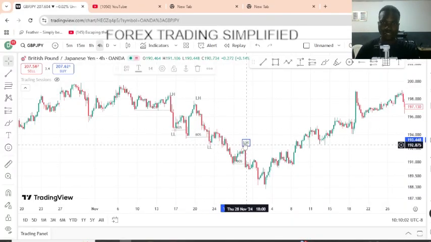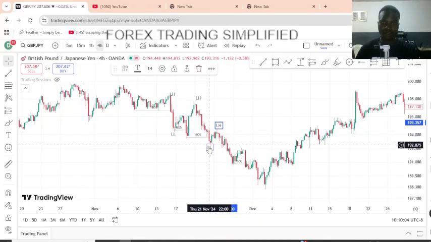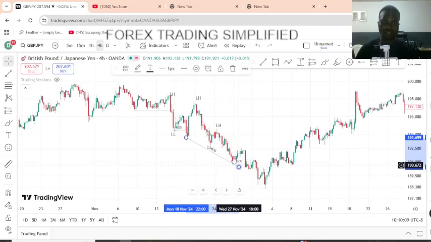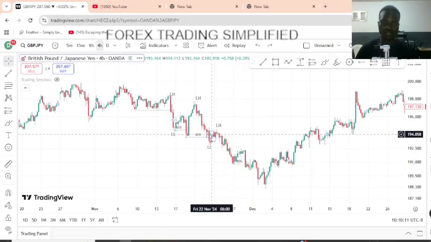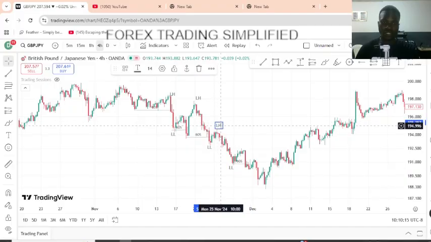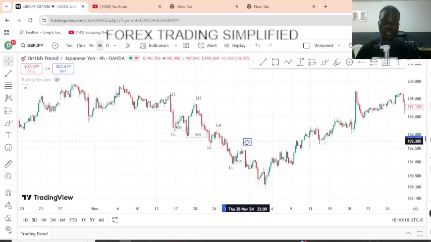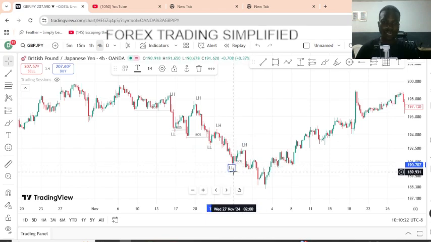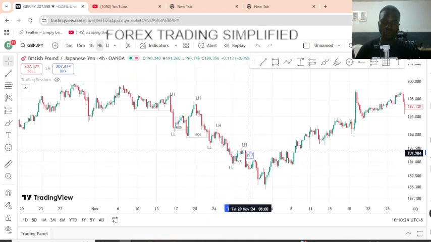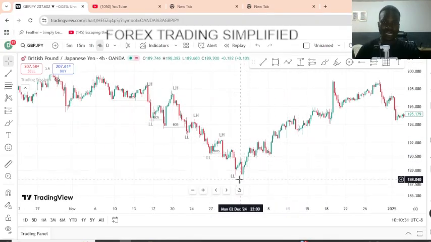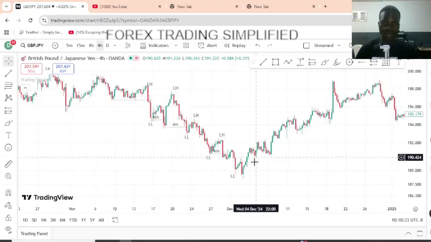All right, this is a lower high right there. Okay, so we have another lower low here, another lower low. So this is another lower low. Then we have another lower high here. Okay, so we have another lower low right here. But now you can see that the market refuses to create a new lower high.